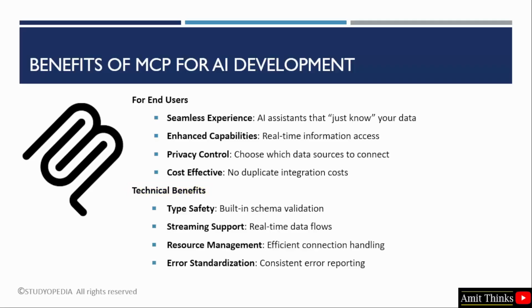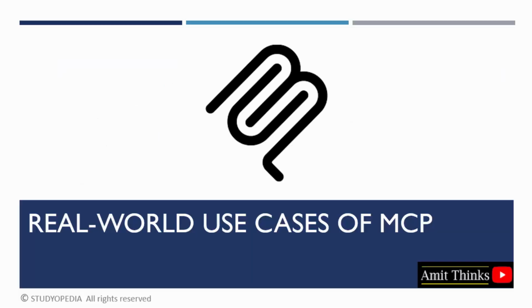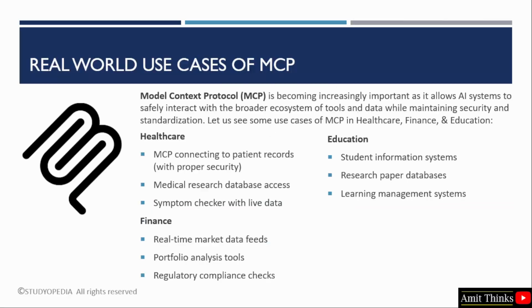So in this lesson we saw what the benefits of Model Context Protocol are for AI development. In this lesson we will see some real-world use cases of Model Context Protocol. So let us start. Model Context Protocol, that is MCP, is rapidly emerging as a cornerstone for AI integration. By enabling systems to interact seamlessly with diverse tools and datasets, MCP ensures security, standardization, and trust in real-world applications. Let's explore how MCP is transforming key industries, beginning with healthcare.